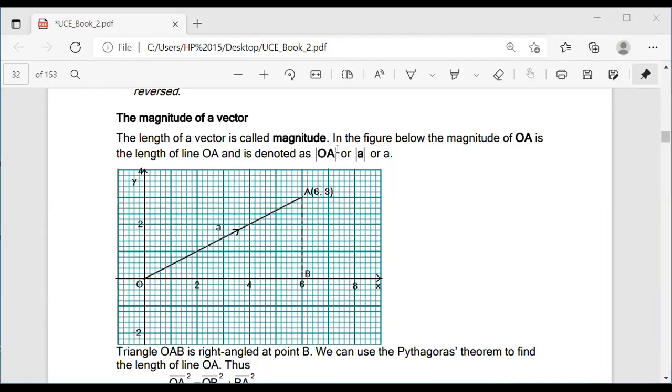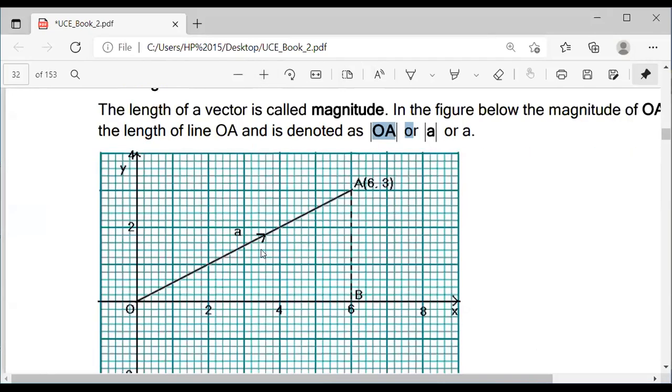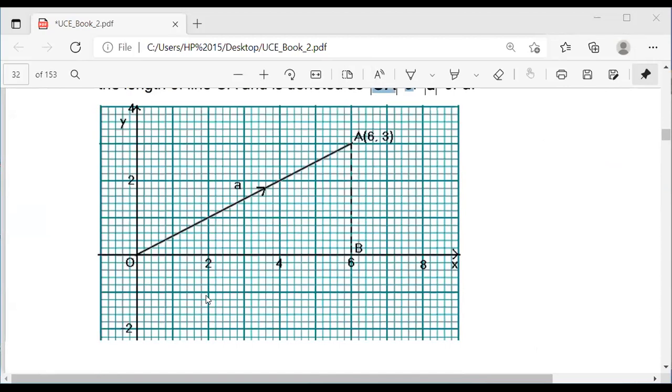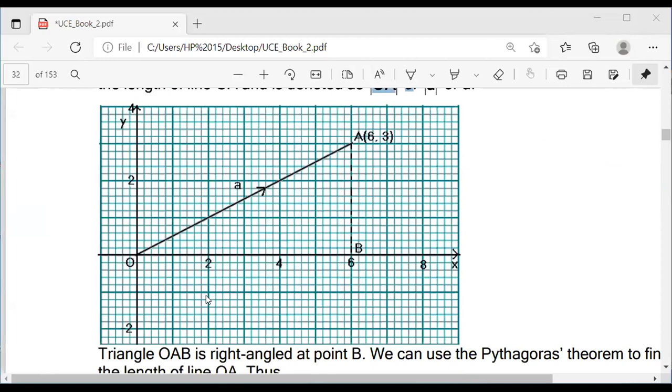So magnitude of OA. But remember that OA is A. This is the A. If I may zoom in a bit and you see OA. So OA is A. Now, to get the magnitude of A, to get the length of A, how would you do this? It's like we are using Pythagoras theorem. We are going to use Pythagoras theorem to get the magnitude of A.